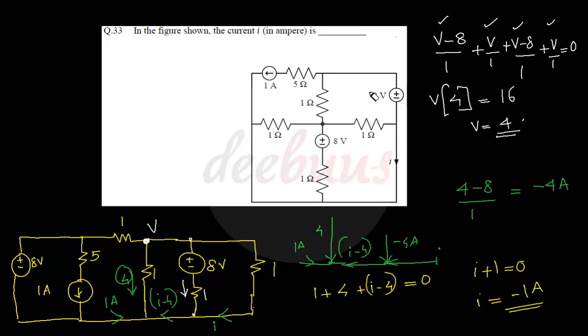Actually, when we check this circuit in this path, similarly this way around, similarly this way around, all are at the same potential.